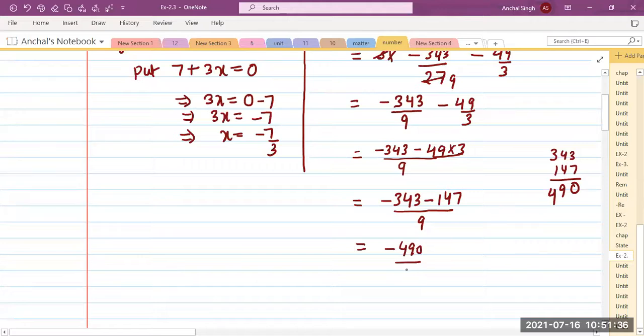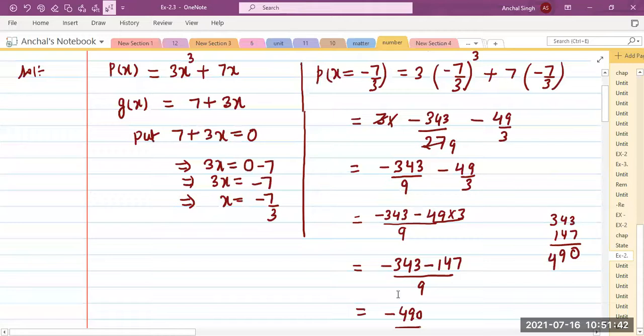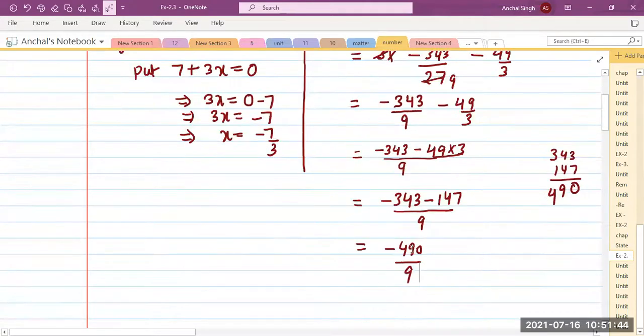Correct? Now what I have told you in factor theorem. In factor theorem, the remainder here should be 0. What should come? This should be equal to 0. So is this 0 coming here? Is it coming 0? Will minus 490 upon 9 give you 0? Yes or no? Tell me. First of all, if there is a negative sign, it can never be 0, right? So you will write this is not equal to 0.